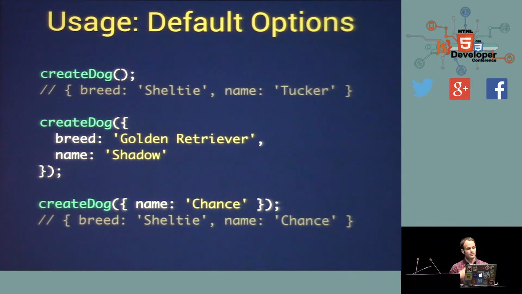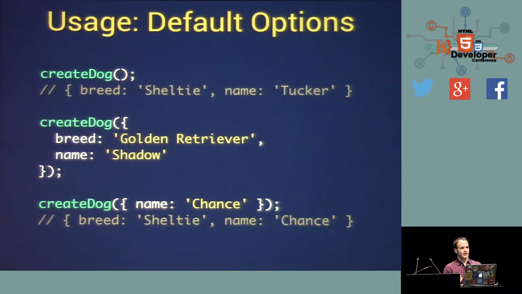So if I call createDog without any options, then it'll use the defaults. The breed's Sheltie, the name's Tucker. If I pass in both breed and name, then it'll use those properties. And then I can do a mix and match. For the last example, I'll just pass in the name. So what I'll get back is the default breed, but the new name of Chance.